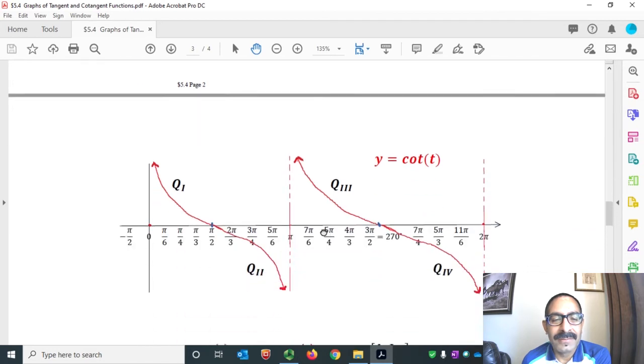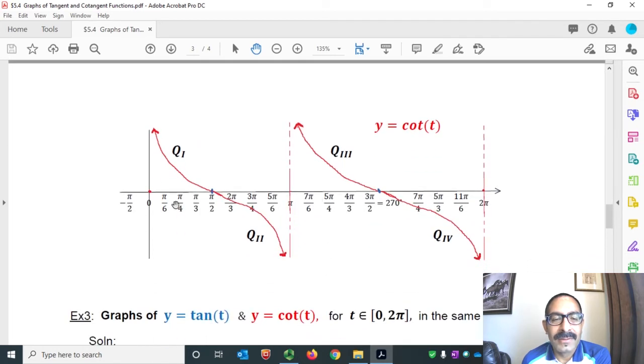Let me go over the first quadrant from 0 to π/2. The cotangent function is undefined at 0, so it starts from there, and at π/2 it's 0, so it's decreasing. Positive means it lies above the t-axis, and in the second quadrant cotangent is negative, so it lies below the t-axis, so it decreases from π/2 to π. It has a vertical asymptote at π.